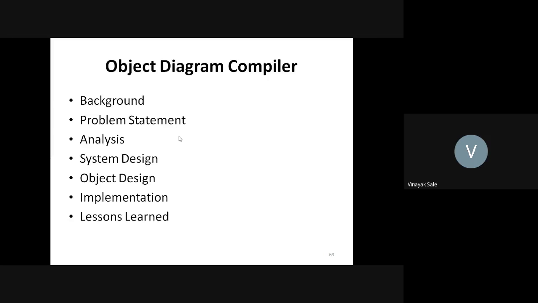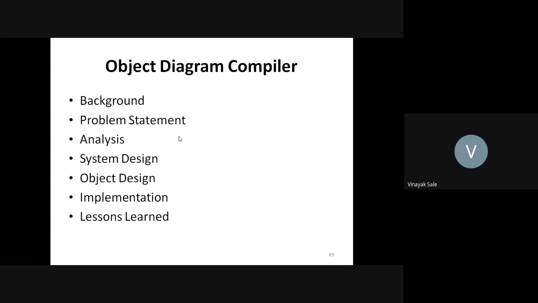Then the next point, the object diagram compiler. In this point we will see the background, problem statement, analysis, system design, object design, implementation, and which parts we have learned in this object diagram compiler, that is, the lessons learned.